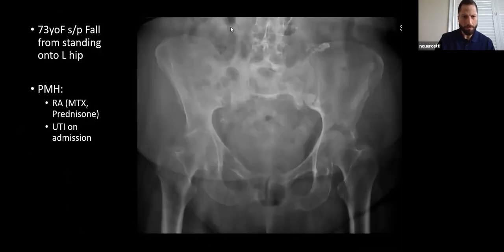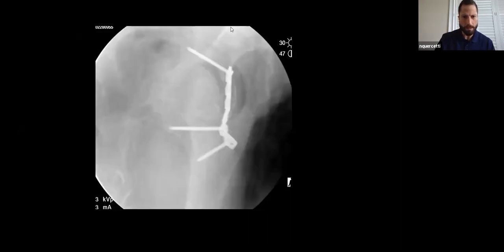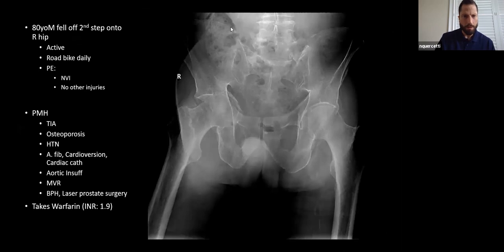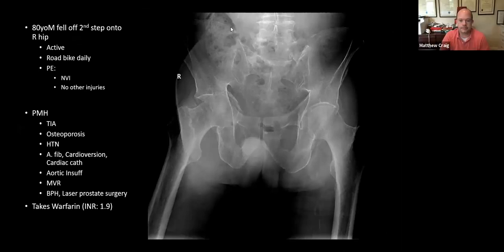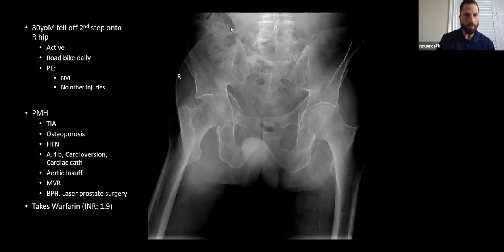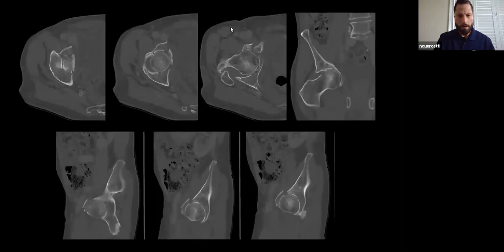I'm going to flip through this one because I want to get to this case here, because I think everybody would have done something different. An 80-year-old male fell off a second step onto his right hip. He road bikes daily and puts tons of miles on his bike, but he has some significant medical conditions as listed, a lot of heart problems, and he has this transtectal transverse fracture with a lot of impaction. These are his x-rays or his CT scan.